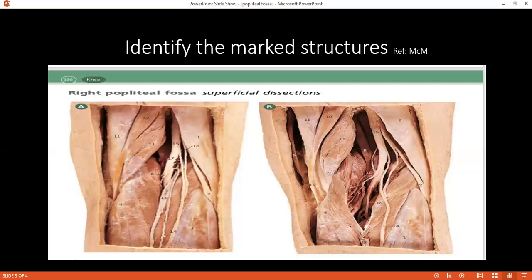Okay. What about the ones which drain along the course of the short saphenous vein? Which lymph nodes are those? The lymphatics along the short saphenous vein drain into the popliteal lymph nodes first. Yes, good. And the popliteal ones drain into the inguinal nodes. Okay, good. Thank you.